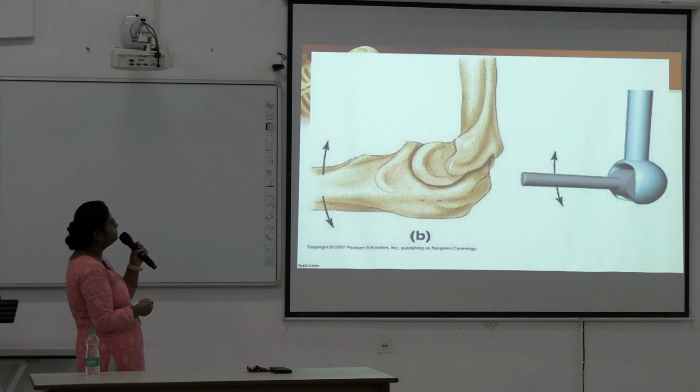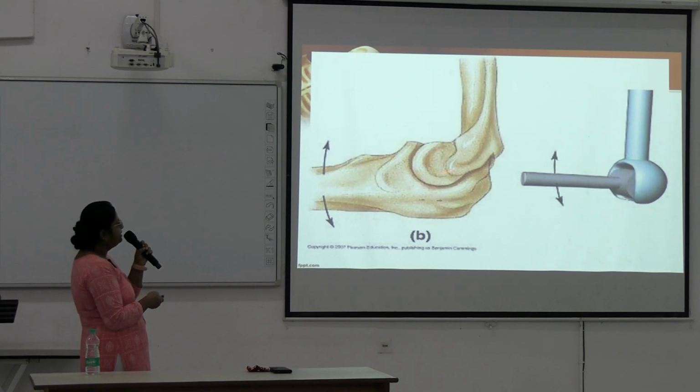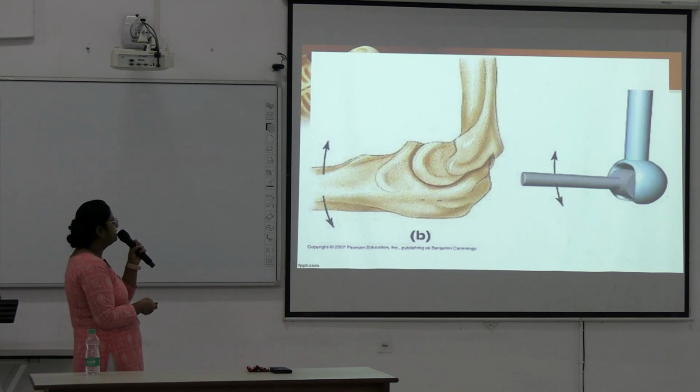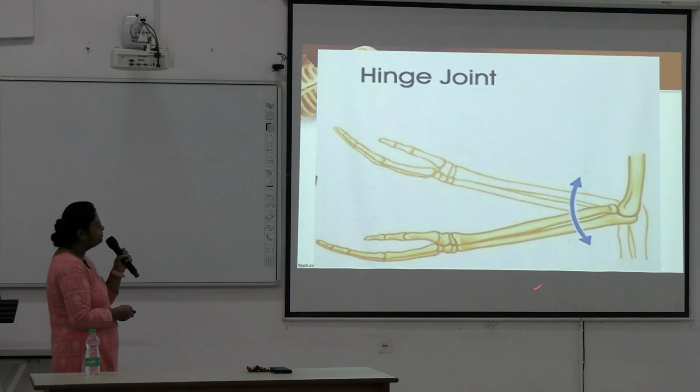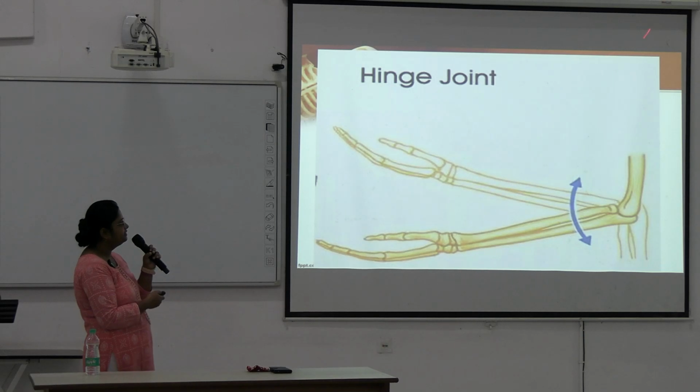See here, the elbow joint has been shown. This is the upper end of the ulna, with the coronoid process and olecranon process forming the trochlear notch, and here is the lower end of the humerus. The trochlea is articulating here. See, this is the movement that has been shown, flexion and extension, occurring around one transverse axis.